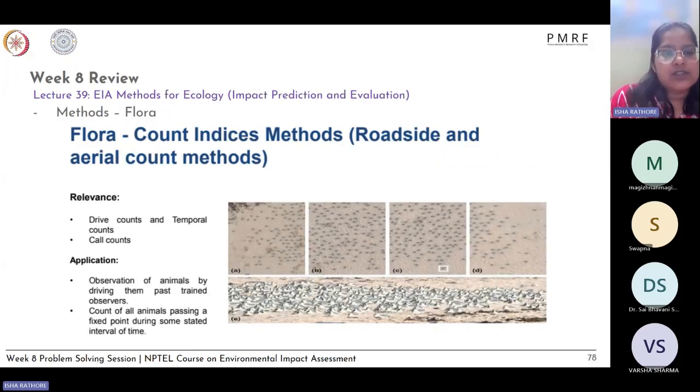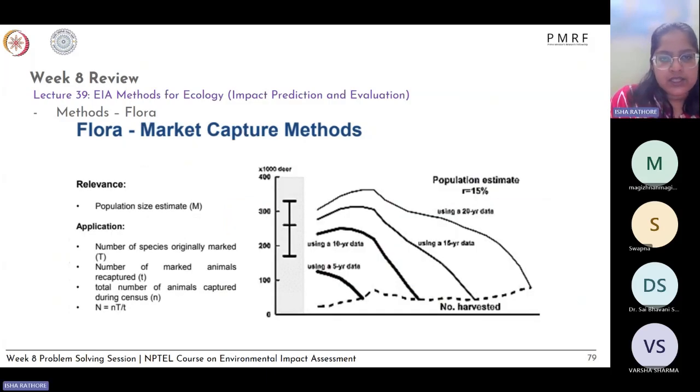Then count in this method. So you have drive count. So you make the cattle or the animals run past a particular point, and then you directly count the number of individuals which are running past that point. Then you also have mark-recapture methods. So again, you capture first certain animals, you mark them, and then you release them, and then you again capture. So that's how you calculate. You do these mark-recapture methods.